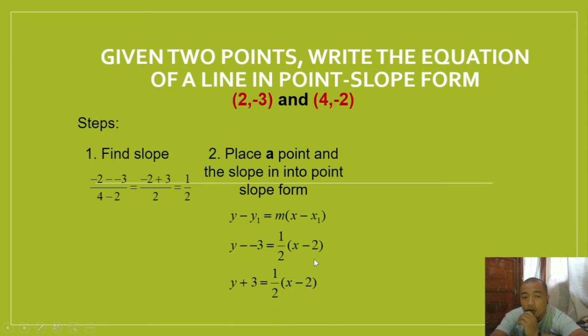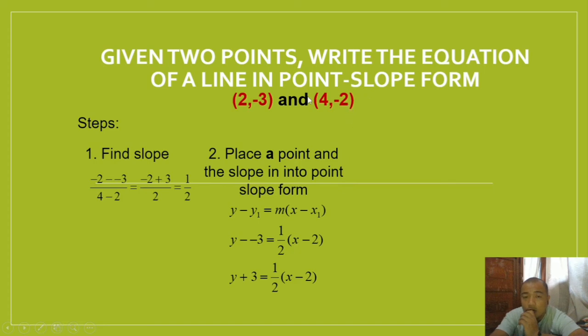So using the point slope form, we have y minus negative 3 equals 1 half times quantity x minus 2. Since there are 2 points, you choose 1 of these points. In this case, we choose 2, negative 3. So we have y minus negative 3 equals 1 half times quantity x minus 2. Y plus 3 equals 1 half times quantity x minus 2.